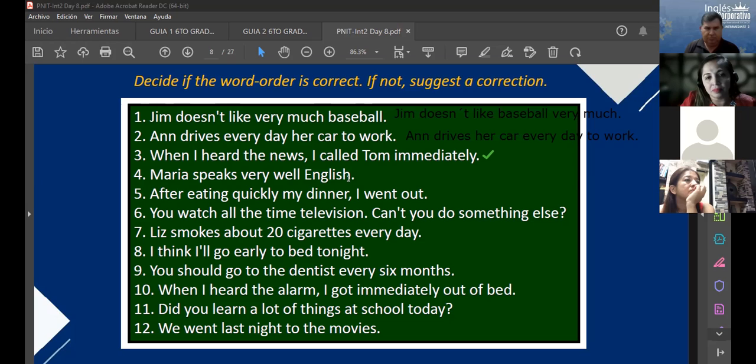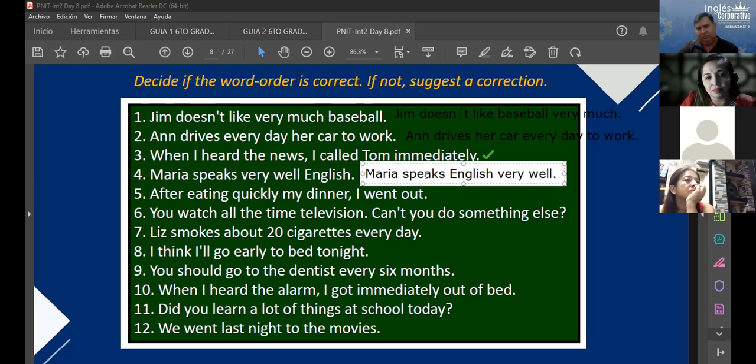Okay, let me see. Who's the subject? Who are we talking about? Maria. Okay, Maria is the subject. What is the verb? Speaks, okay. What does Maria speak? English, very well. Nice. How does Maria do the action? Very well. Remember, the complement is at the end of the sentence. So this is the structure of the sentence: the subject, the verb, the complement, which is what we are talking about, or how the subject does the action, like the verb, okay?